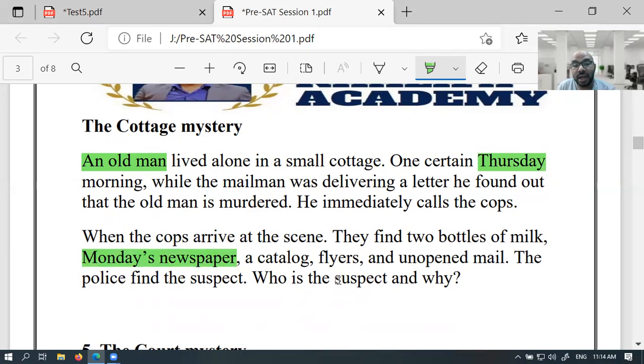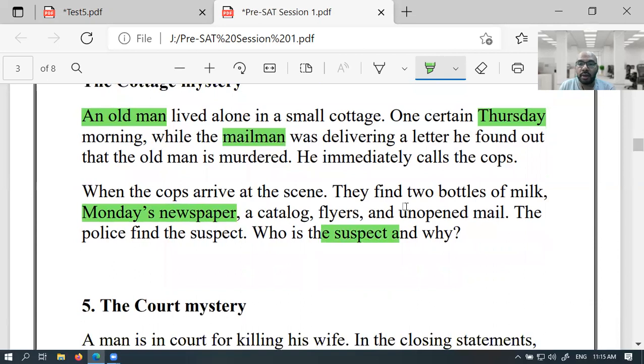So the police suspected the newspaper boy because we have a clue. The unopened mail is logical because the mailman came with unopened mail and he figured out the incident. So it is logical to have unopened mail. That's it.